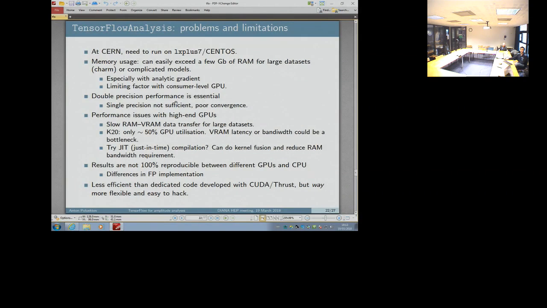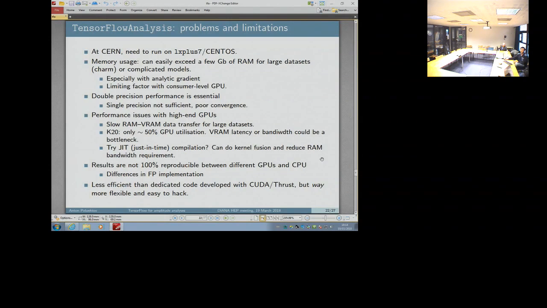So double precision is definitely essential. I tried to run single precision fits, but it just doesn't converge, so you need to run double precision. As I said, there are performance issues with high-end GPUs, and this is something we have to investigate. So far, in all the analyses that we are running, we are running on the CPU, and I just started to play with high-end GPUs. I guess we can improve things somehow here.